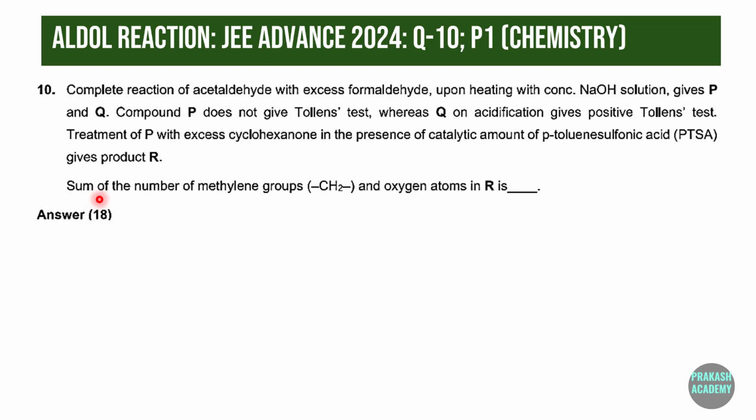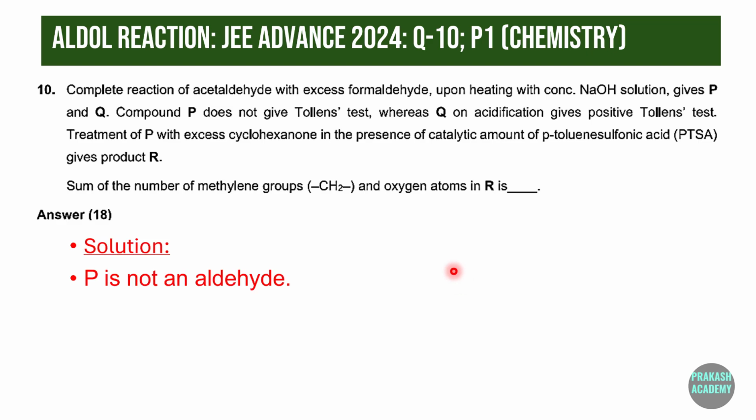You have to find the sum of the number of methylene groups, that is CH2 groups, and oxygen atoms in R. So how many CH2 groups you have and how many oxygen atoms you have in compound R. So let us try to solve this problem.